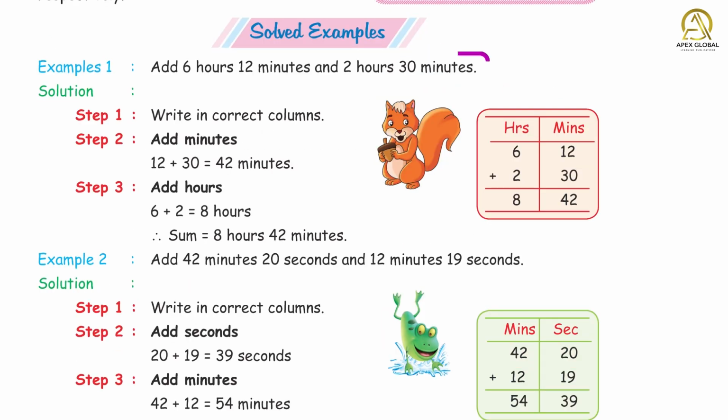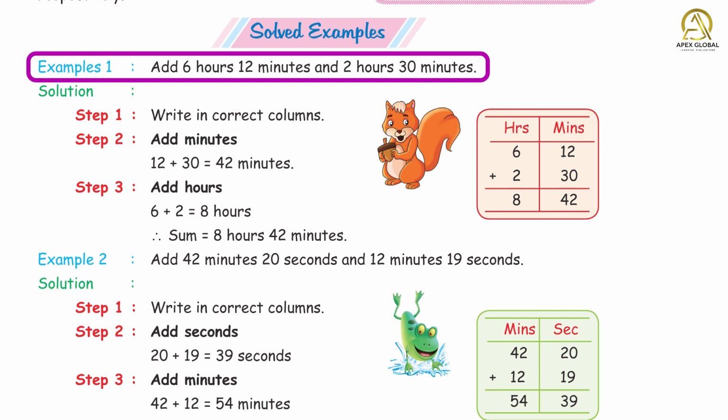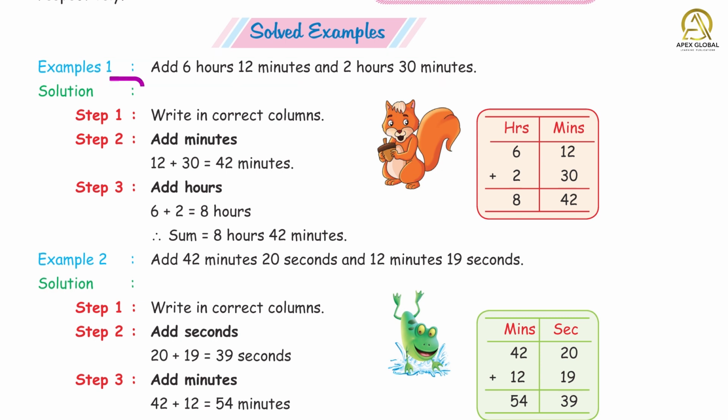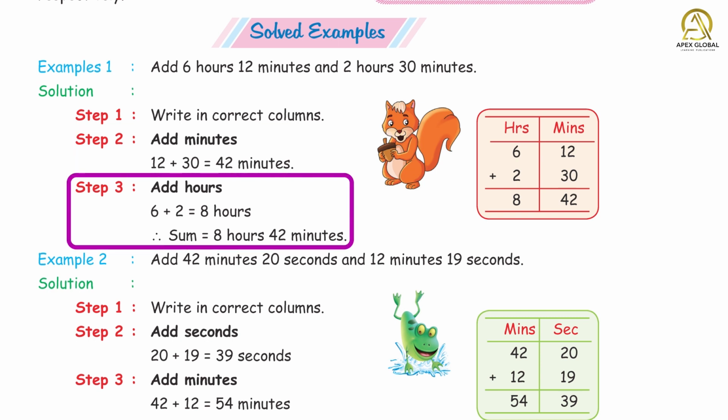Solved examples. Example 1. Add 6 hours 12 minutes and 2 hours 30 minutes. Solution: Step 1. Write in correct columns. Step 2. Add minutes. 12 plus 30 equals 42 minutes. Step 3. Add hours. 6 plus 2 equals 8 hours. Sum equals 8 hours 42 minutes.